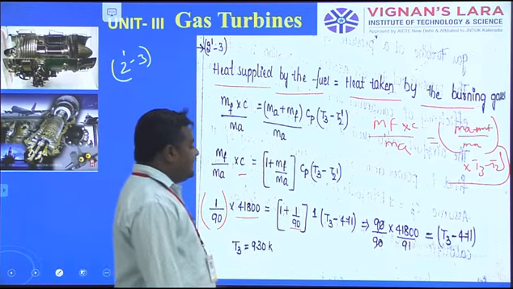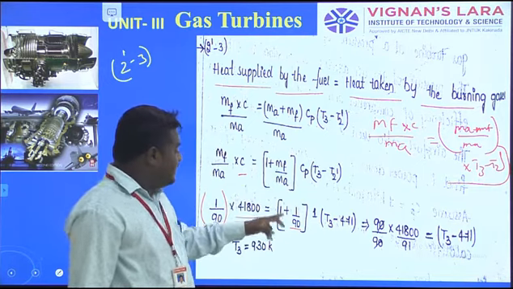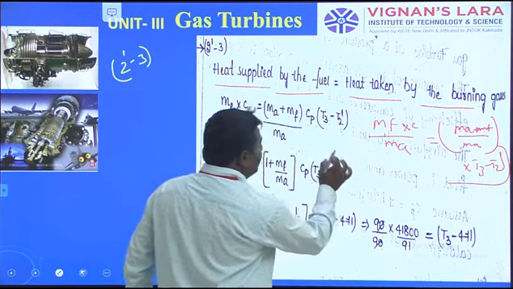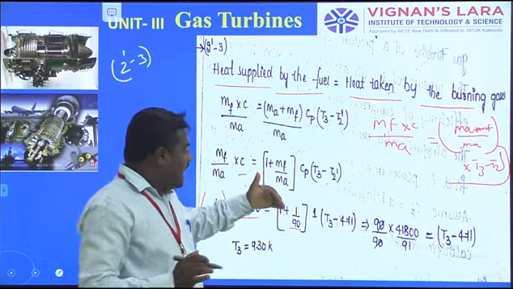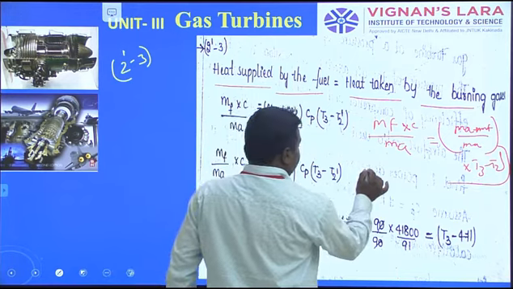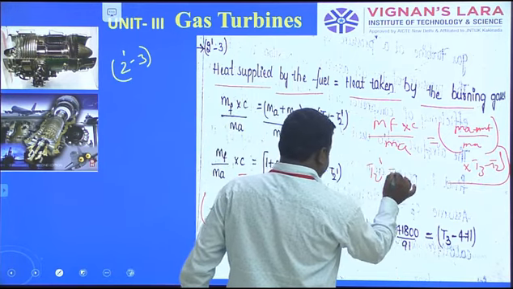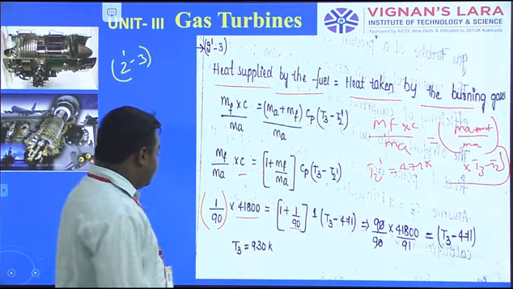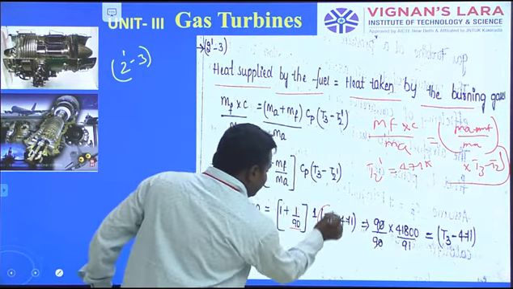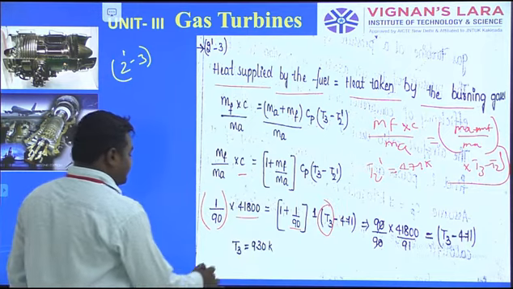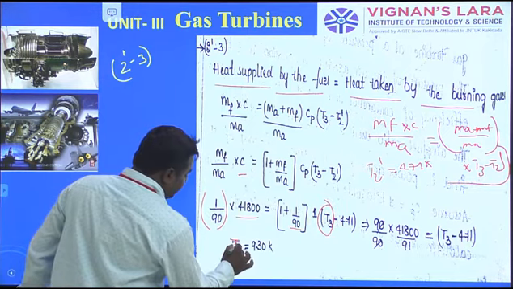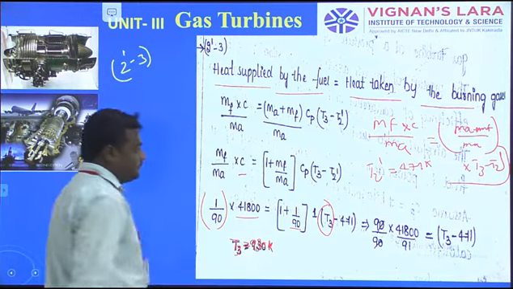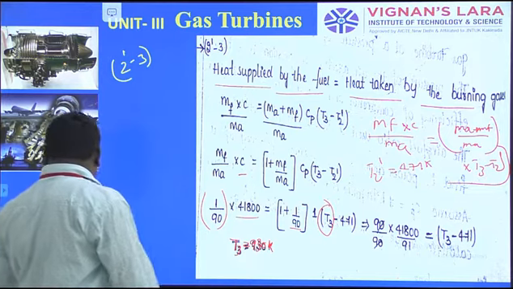Okay, and the Cp value, that is already given as 1, into T3 minus T2 dash. We got T2 dash in the previous slide, that is 471 Kelvin. Okay, then we have to substitute. Then finally we get the T3 value, the temperature 3, that is 930 Kelvin. Okay, is it clear?